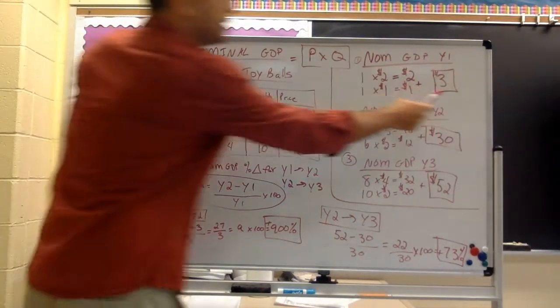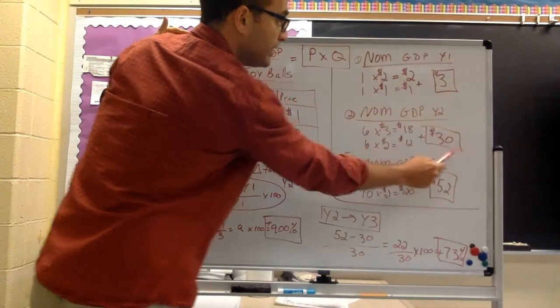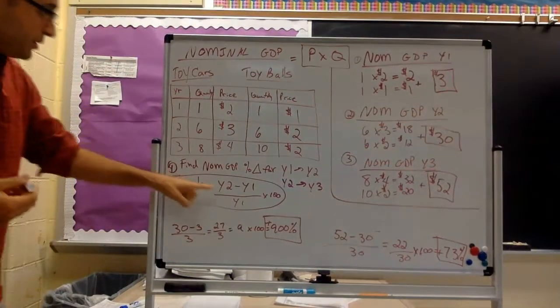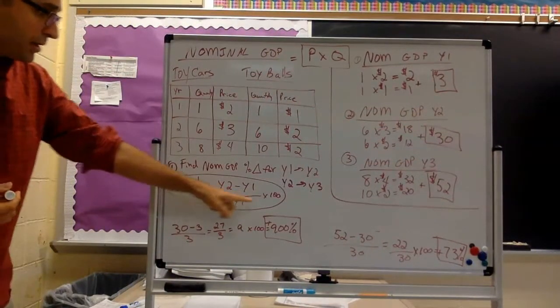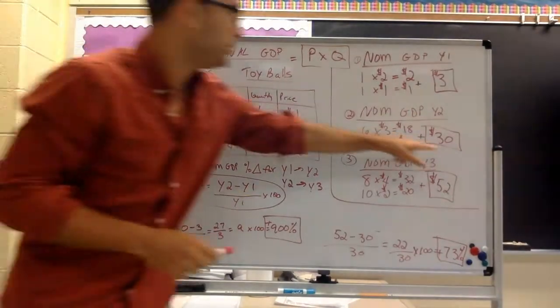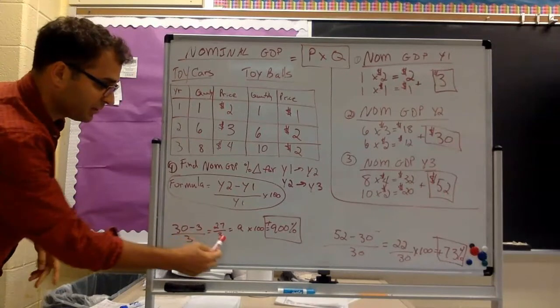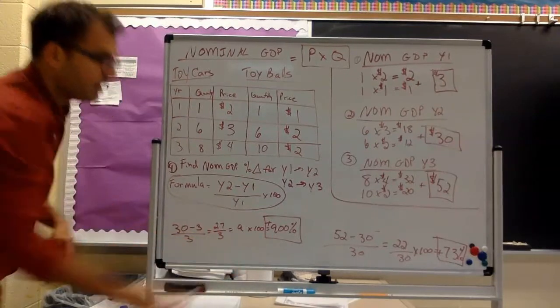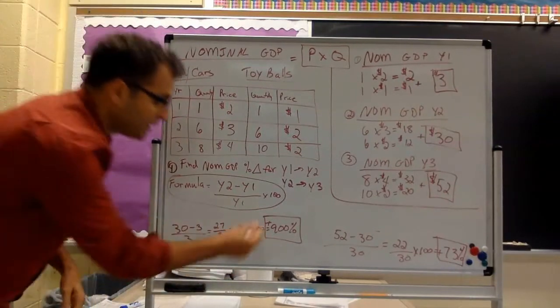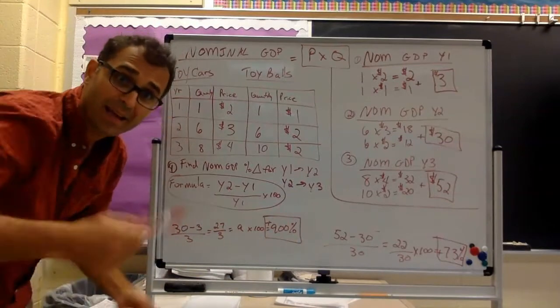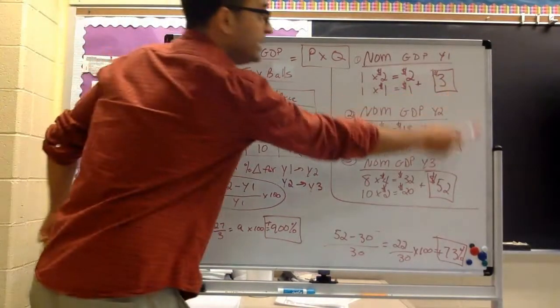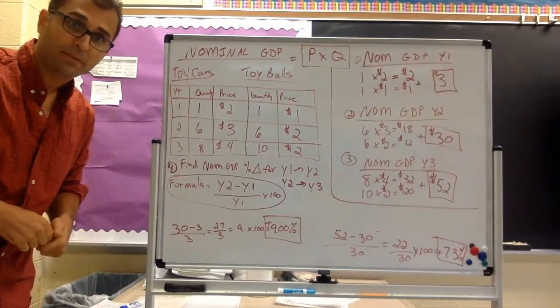So I have year one and year two, 3 and 30. Year two minus year one over year one times 100. Year two is 30, year one is 3. So 30 minus 3 over 3, 27 over 3 equals 9, times 100. So this economy increased by 900%. And that makes sense, right? The number went from 3 to 30, so it went up 900 percent.